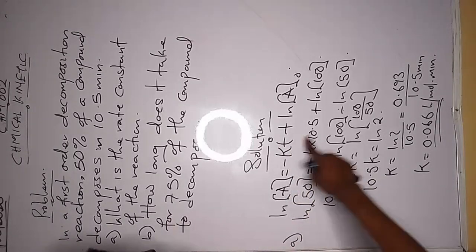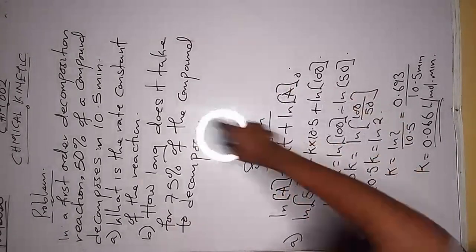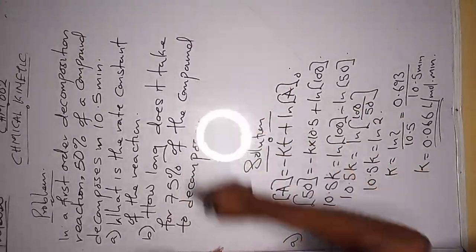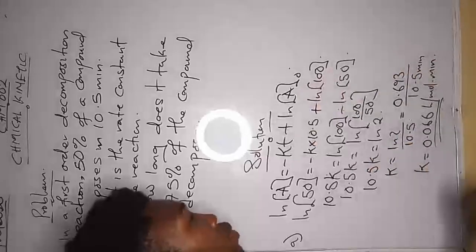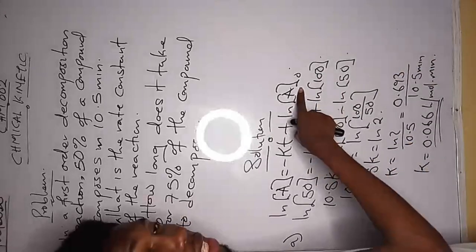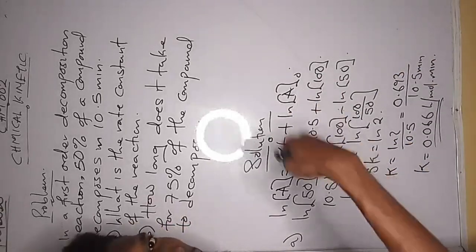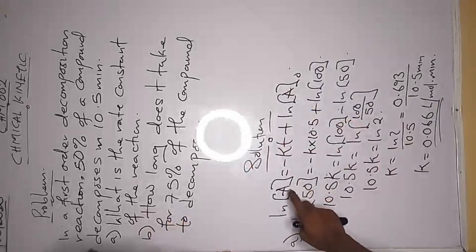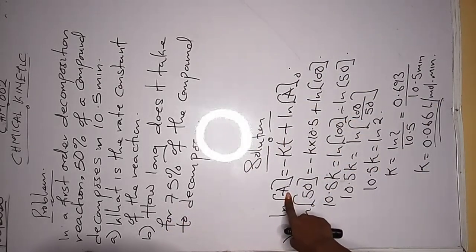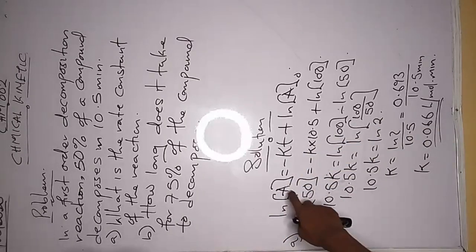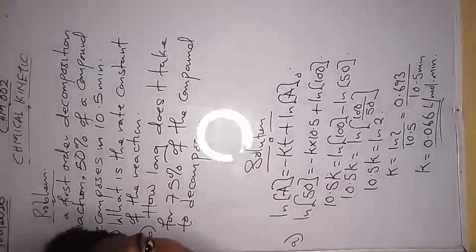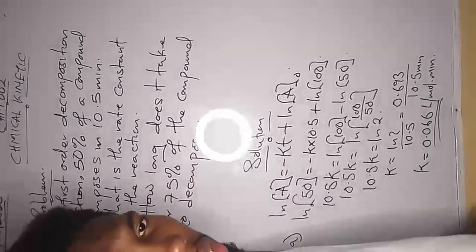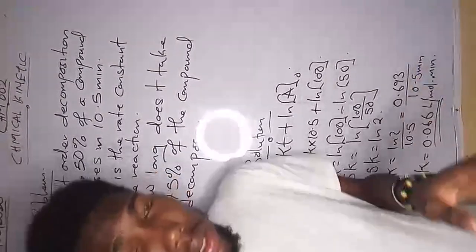We're looking for T. It says, how long does it take for 75% of the compound to decompose? Now, it means initially there will be 100. And if 75% decompose, how many is remaining? Because A naught is the one that is remaining. A naught will be 100 minus 75, which is 25. Is it clear now? Please answer.